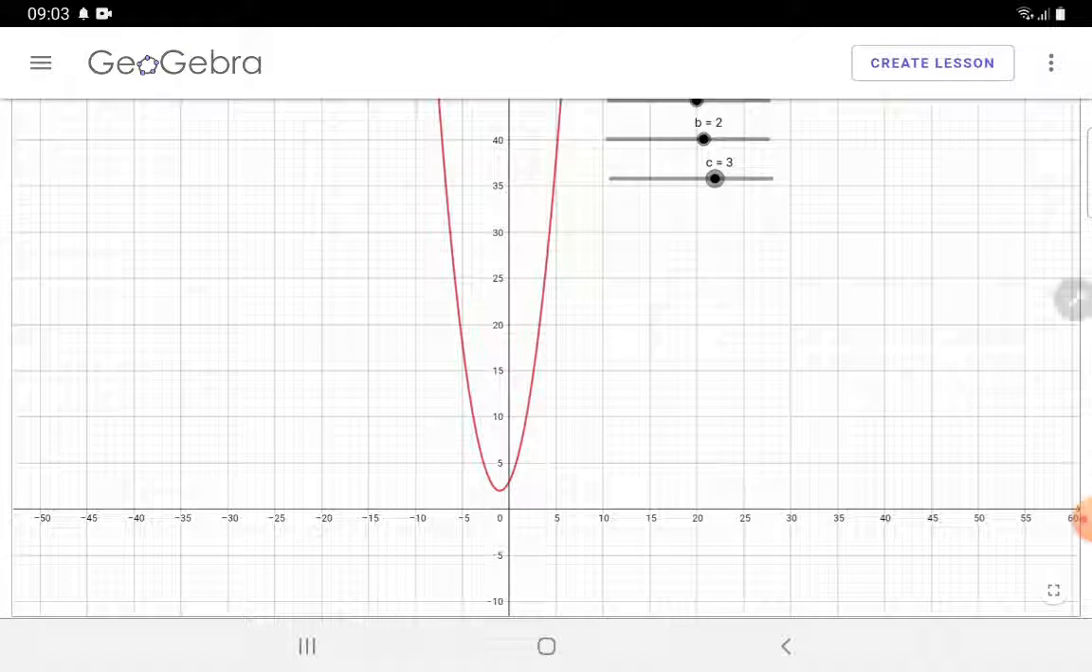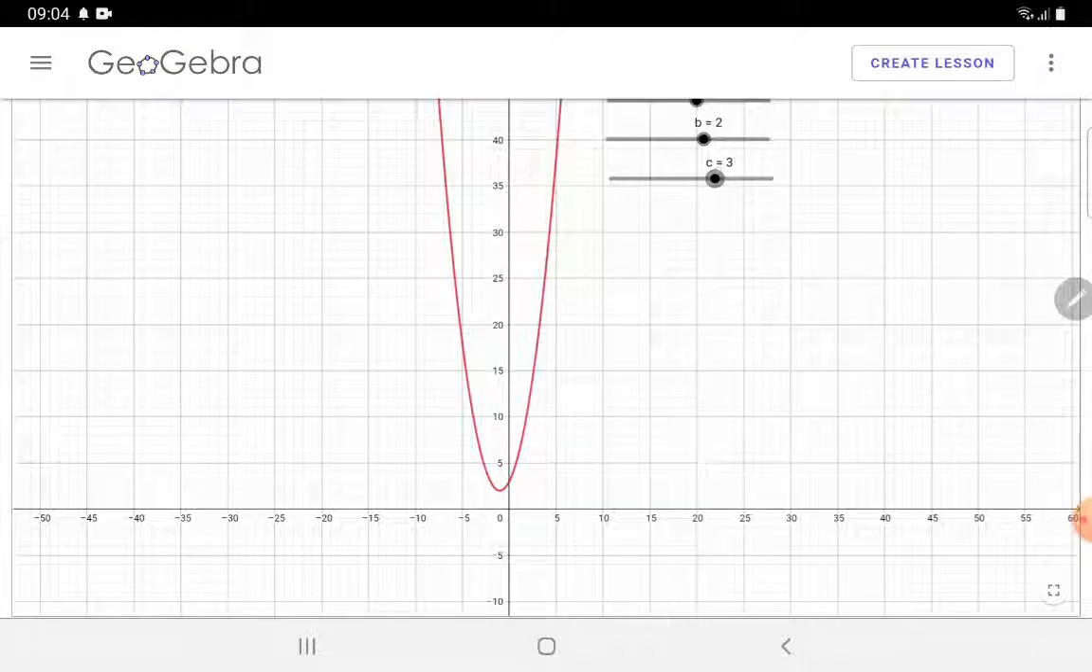However, when we talk about B, when B is greater than a certain value, it will change the position of the graph. It will move to the left. When B is bigger, it moves to the left. However, when B is smaller, it moves to the right.